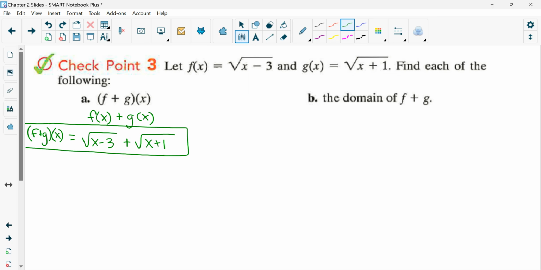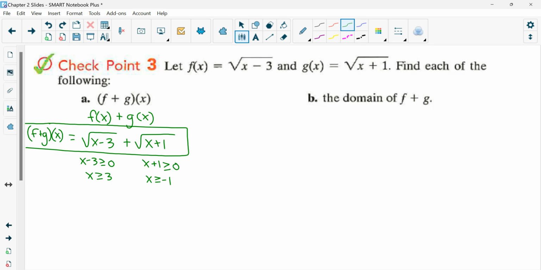Then part B is asking for the domain of this. So it's like that problem we went over from the homework. Remember, radicals, they can equal 0 or positive, but they can't equal negative. So I'm going to set each of these radicands greater than or equal to 0. And so when I add 3, I would say x is greater than or equal to 3. Subtract 1, x is greater than or equal to -1.